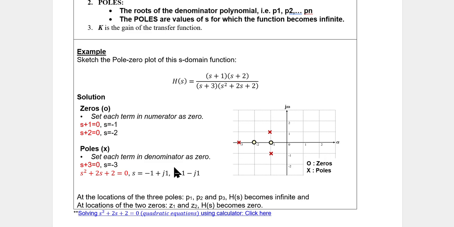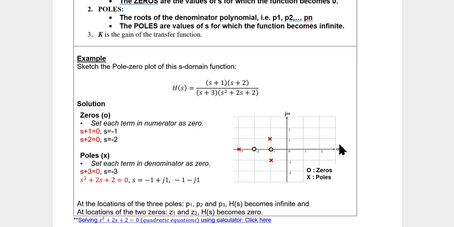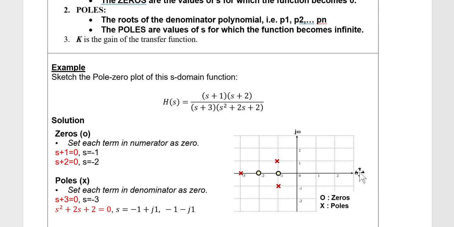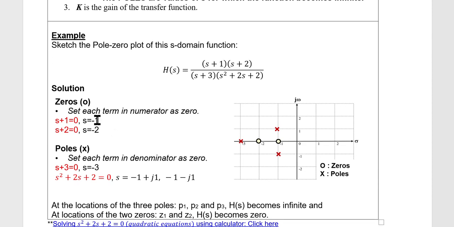The following step is to plot the pole-zero diagram. The pole-zero diagram is just like a normal plot. On the y-axis we write j omega, and on the x-axis we put this symbol, sigma. It's called a sigma symbol. Now we are going to plot the zeros and poles. For the zeros, we'll use the symbol O, and for the poles, we'll use X.